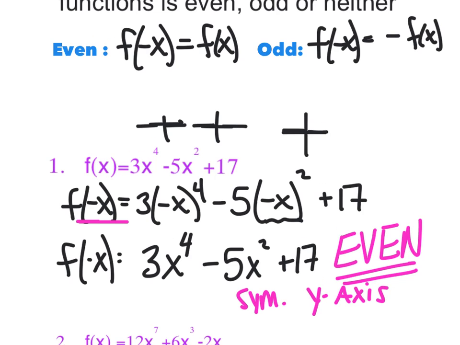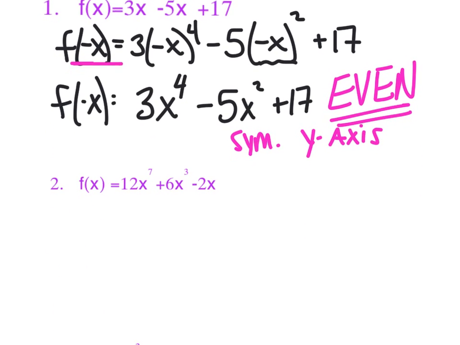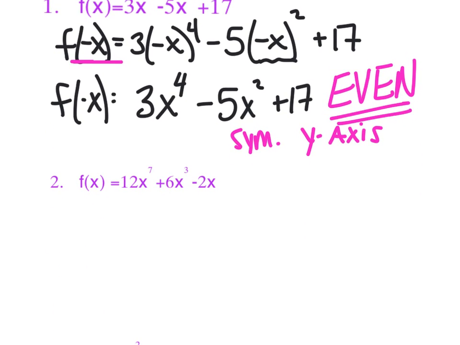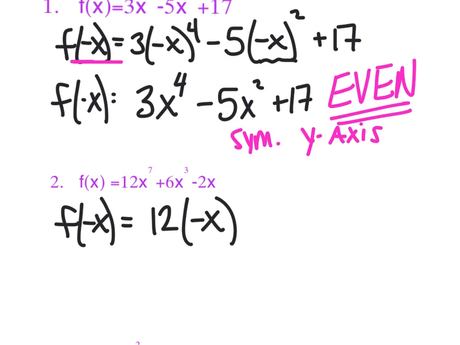All right, so this is the algebraic test you apply, and then you just see what you get for an answer. Let's try another one. Number 2. f of x equals 12x to the 7th plus 6x cubed minus 2x. So again, I'm always going to substitute in negative x and just see what happens. Okay, remember in parentheses, exponents on the outside.